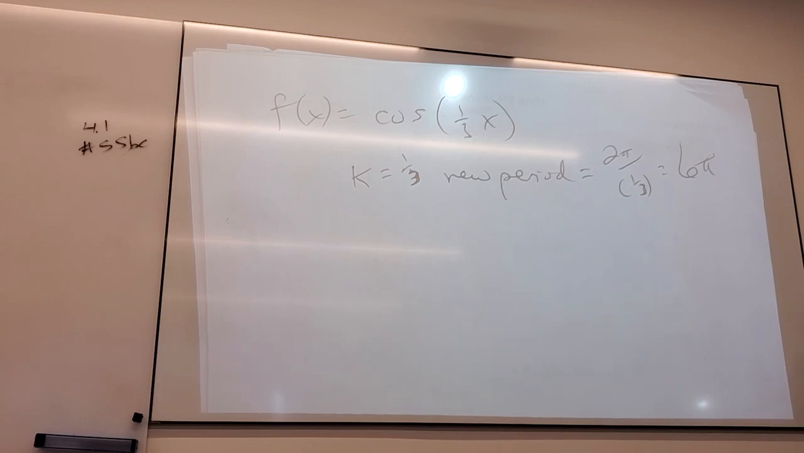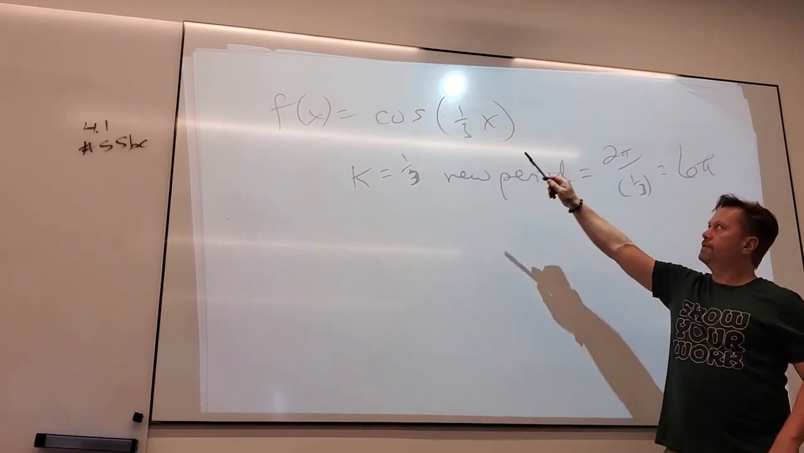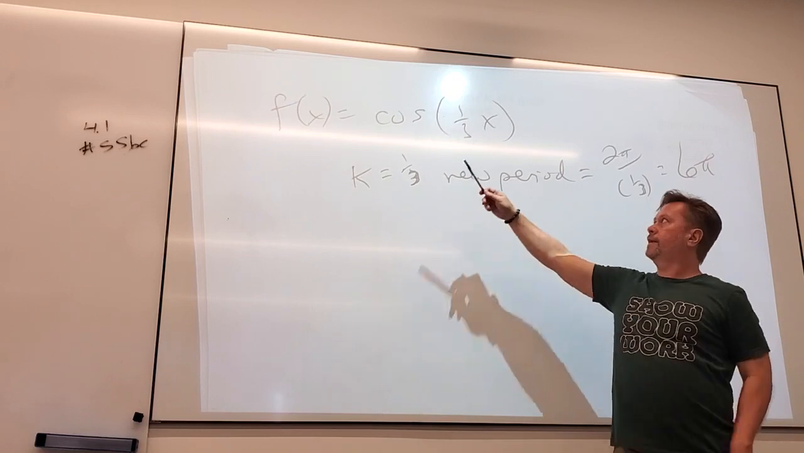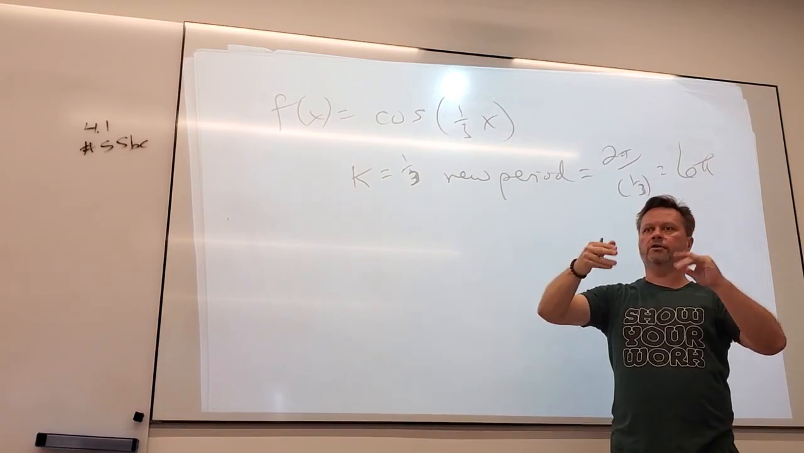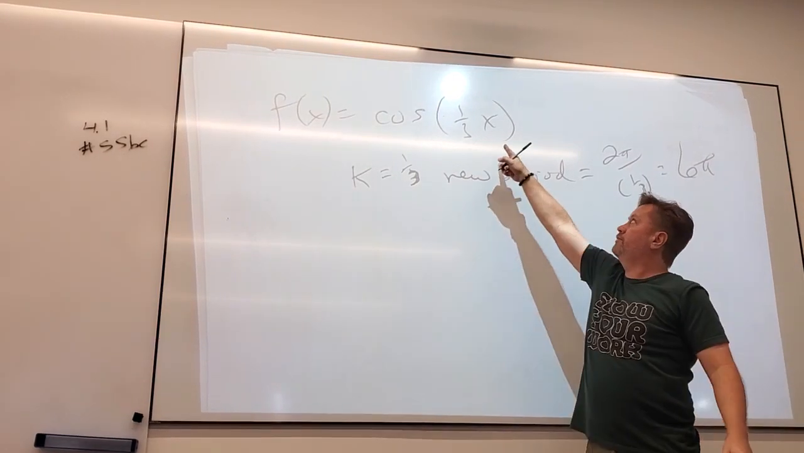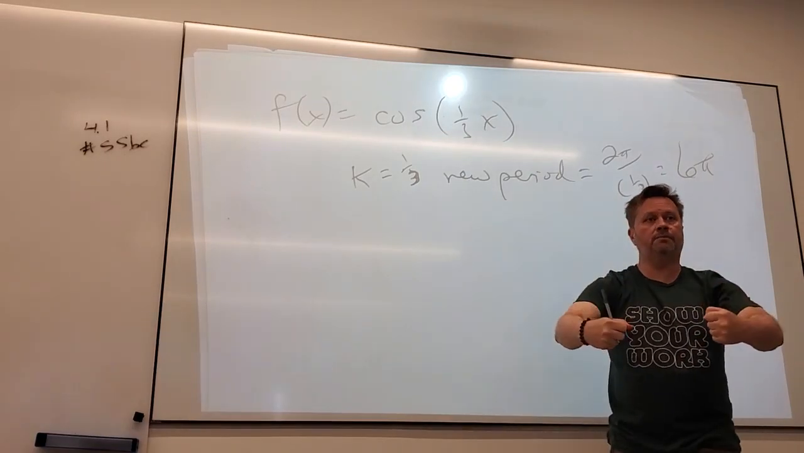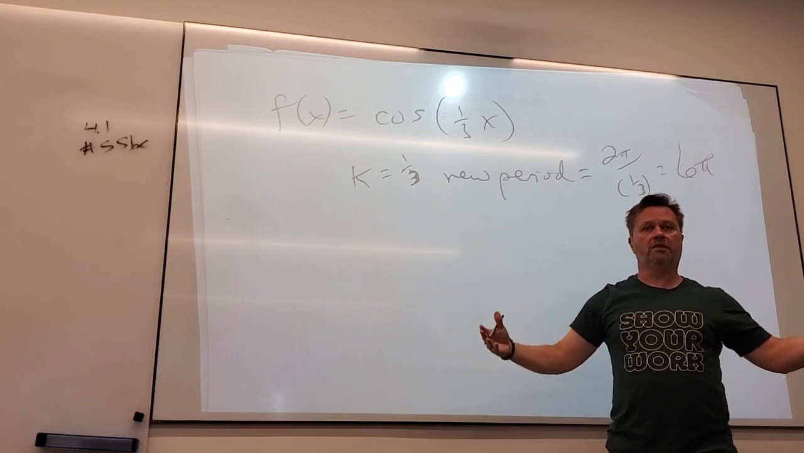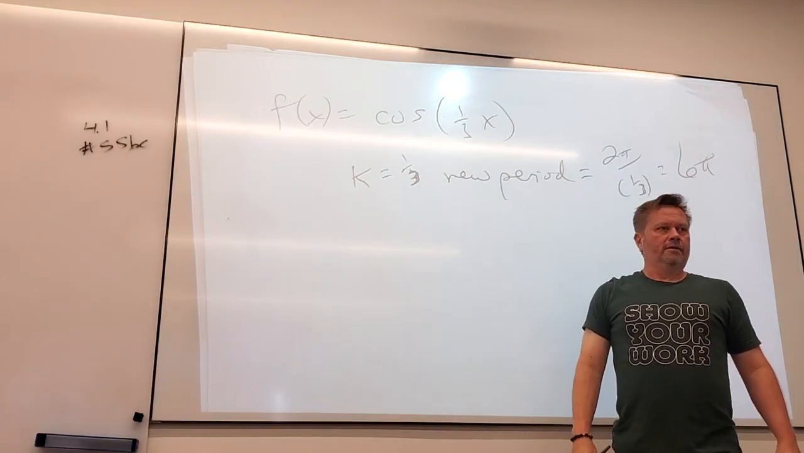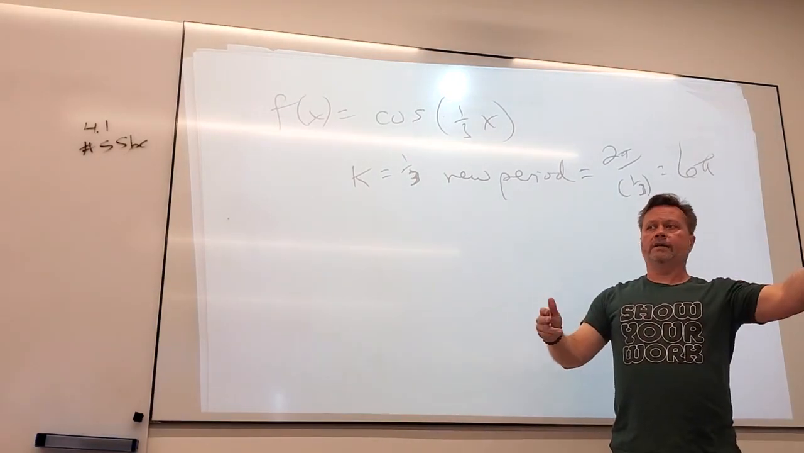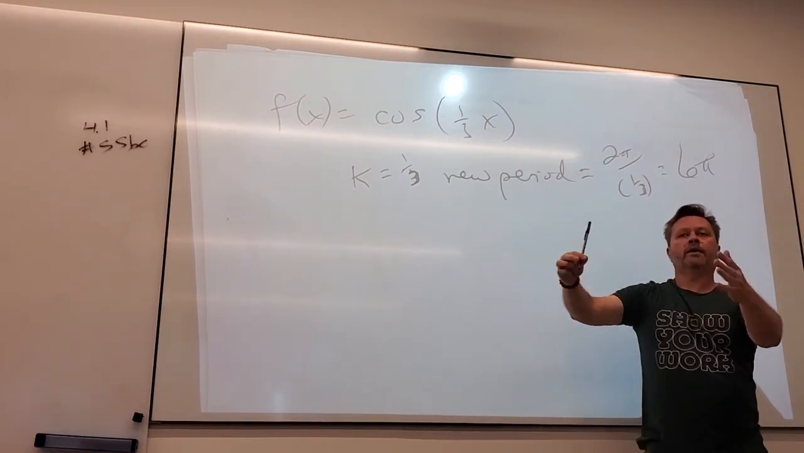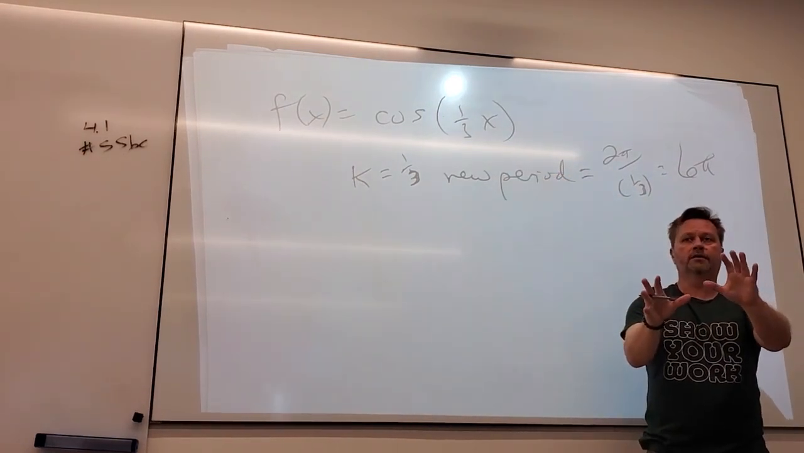So we talked about this last time. Do you guys remember that if it's inside with the x, it does the opposite of what it looks like? So inside it's got a 1/3. It seems like it should cut it by 1/3, but it actually does the opposite, because all of my inputs have to be 3 times bigger than they used to be, because the first thing it does to me is cut me in thirds. So I used to have to go to 2 pi. Now I've got to go to 6 pi, because 1/3 of 6 pi is 2 pi. You guys kind of follow?